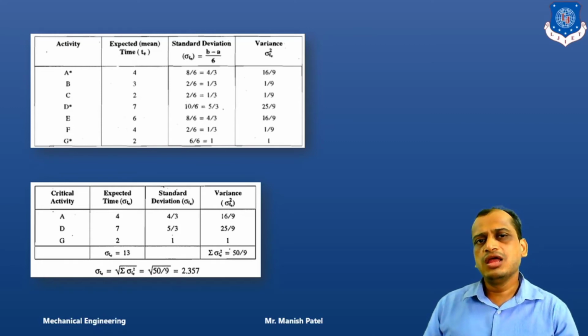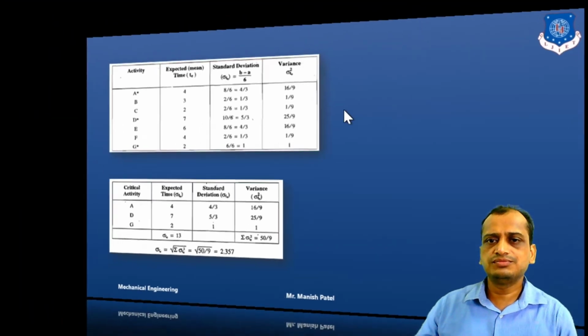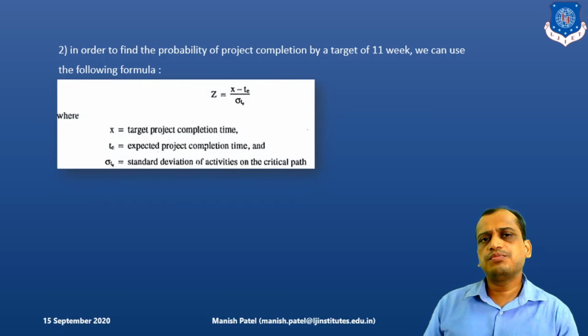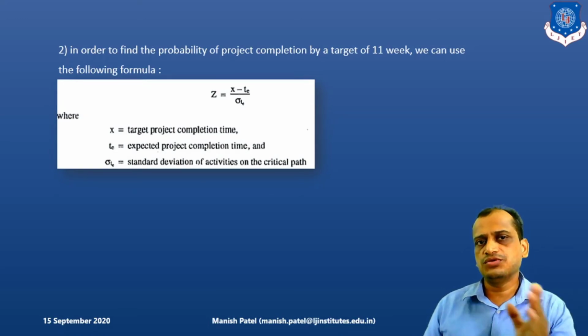So where is it needed? It is needed to find out the Z score. So what is Z score here? Let's look into it. Now, the company wants to know if the project can be completed in 11 weeks. So we have the target weeks as well. X is equal to 11.